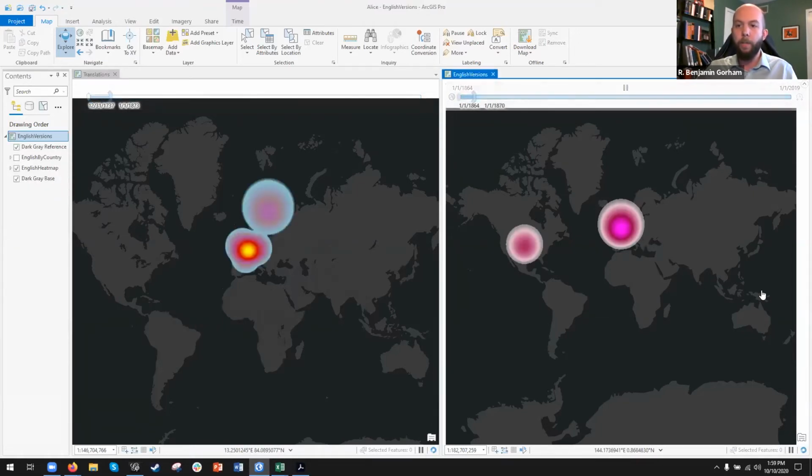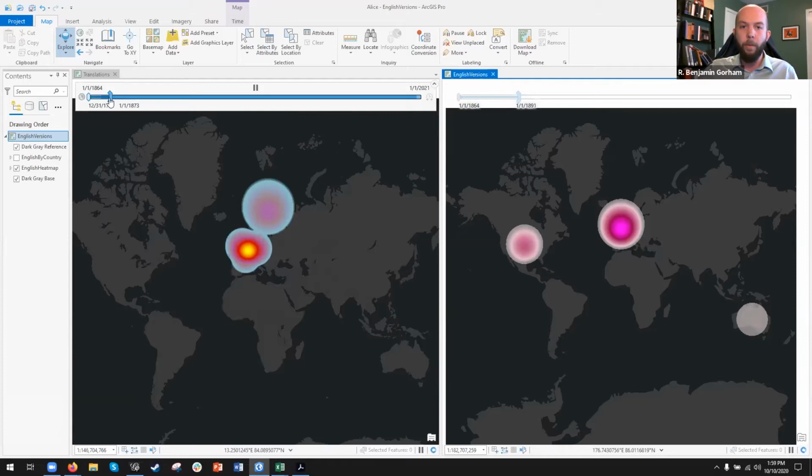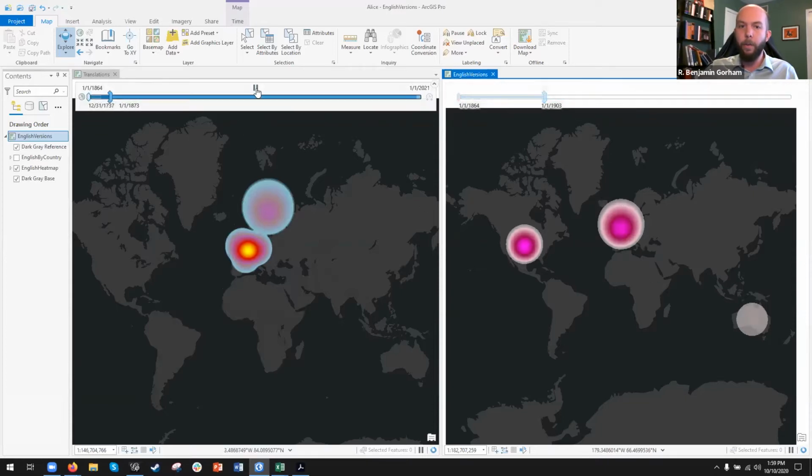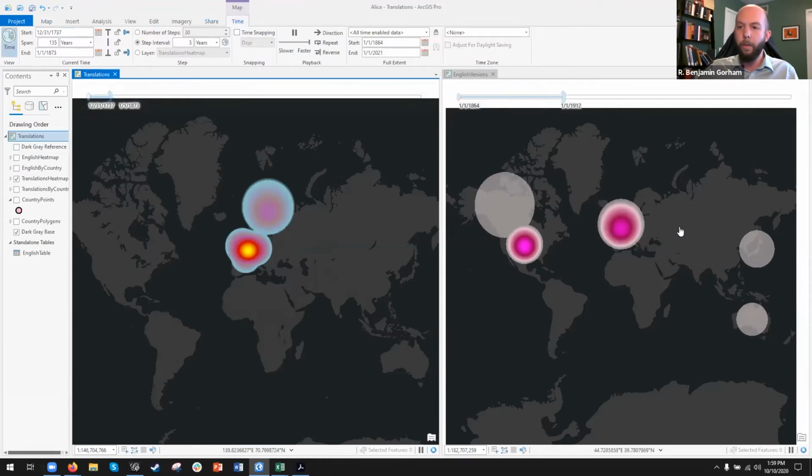You can watch as these publications advance through the years. We're in 1879, 1882. This one's going a lot slower for some reason. Maybe it's not going at all. 1900s over here in English versions. You see that popping up more and more. You might hear my computer humming because this is a lot of processing for it to work with all at once.